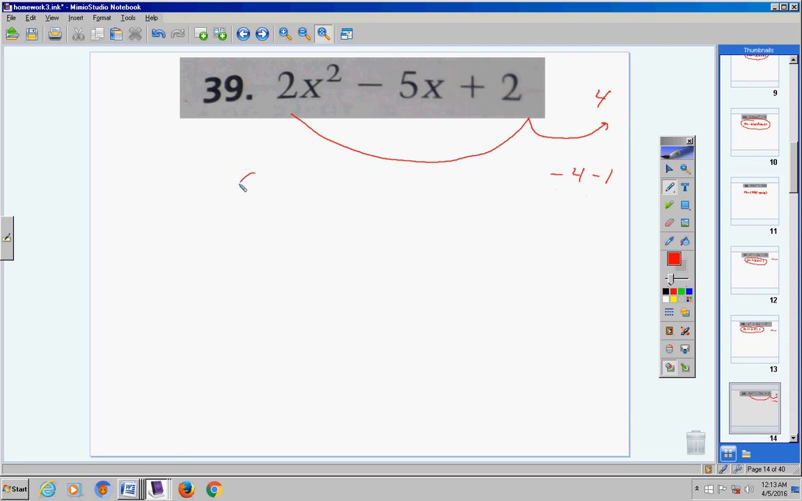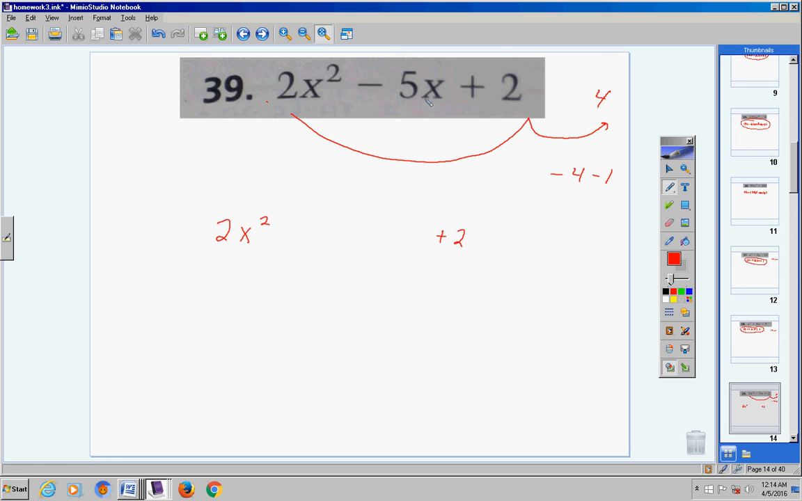Now before you start to put your parentheses, remember, that works when you have a lead coefficient of 1. We do not have a lead coefficient of 1. We have a lead coefficient that is not 1. So you have to do it differently. You bring down your first term, and you bring down your last term.